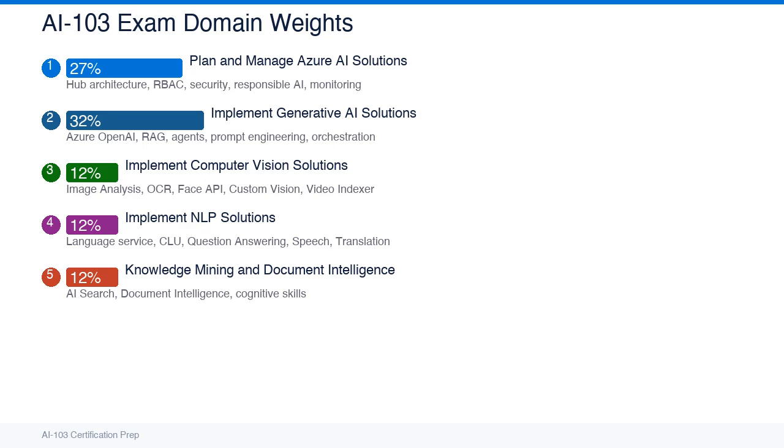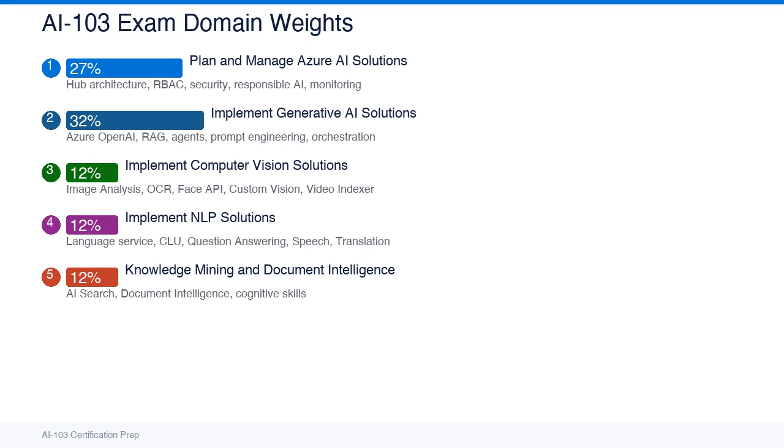Let us look at the 5 exam domains and their percentage weights. This is the single most important information for your study strategy. Domain 2, Implement generative AI solutions, carries the most weight at 30 to 35% of the exam. This covers Azure OpenAI, RAG architecture, agents, and orchestration frameworks. Domain 1, Plan and manage Azure AI Solutions, is the second heaviest at 25 to 30%, covering hub project architecture, RBAC, security, and responsible AI. Domains 3, 4, and 5, computer vision, NLP, and knowledge mining, each carry 10 to 15%.